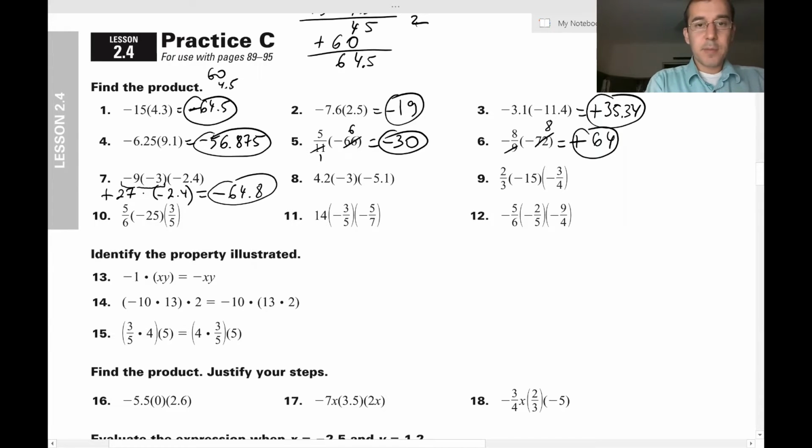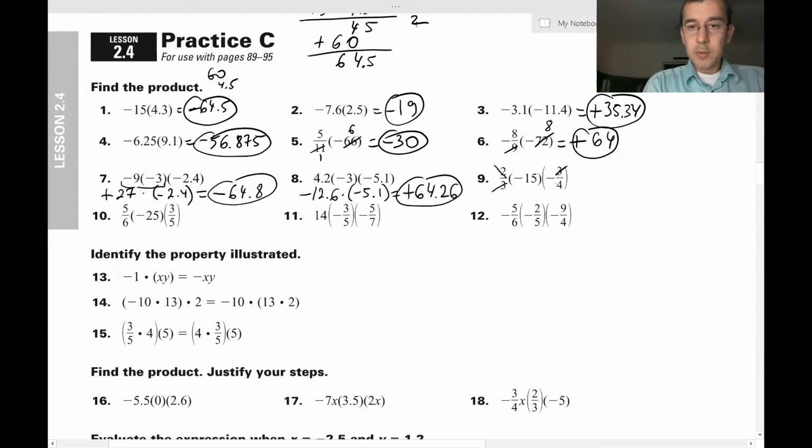Number 8, 4.2 times minus 3 is minus. 3 times 2 is 6. 3 times 4 is 12, so minus 12.6. Then times minus 5.1. The product is positive, and then 12.6 times 5.1. It's 64.26.